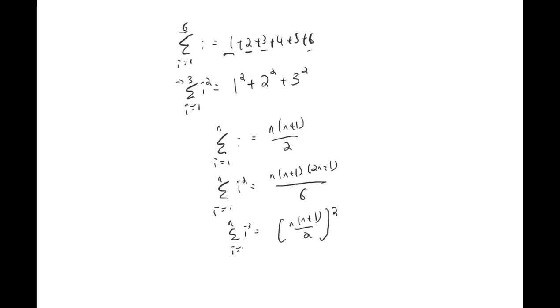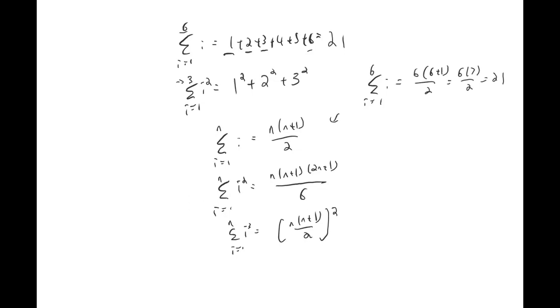So for example, if you wanted the sum from i equals 1 to 6 of i, you could add all these numbers, right? You could add and check, you get 21. Or you can use the formula. Here, n is 6, right? So this is 6 times 6 plus 1, divided by 2. 6 times 7 divided by 2, 21.